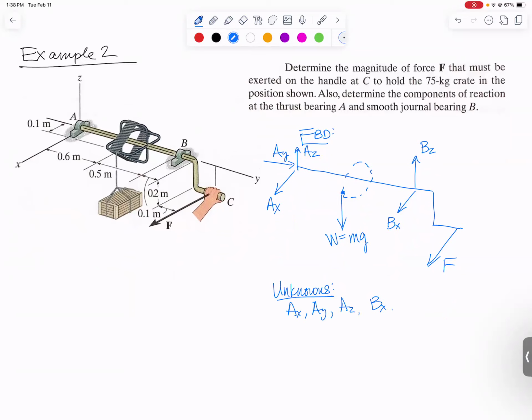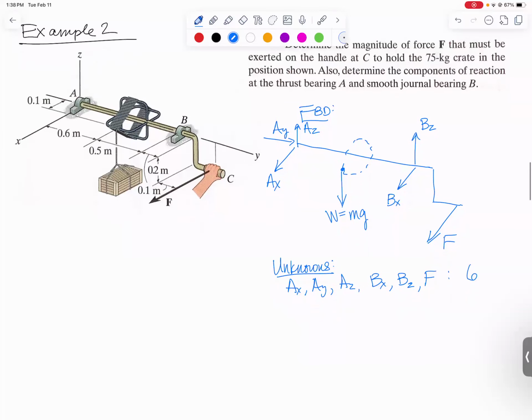I've got BX and BZ, and I've got F. So I'm counting a total of 6 unknowns. So I should be able to solve. It will take all 6 equations, but I should be able to solve for all of them. Next step is equilibrium equation.